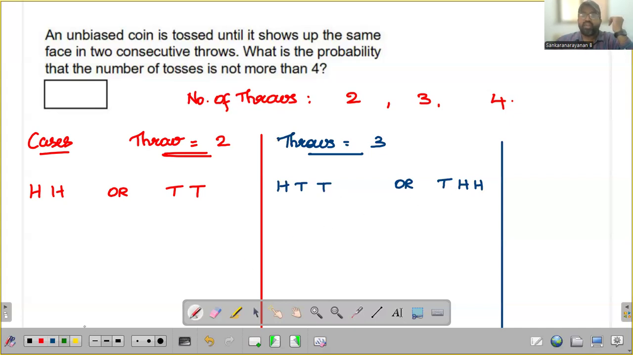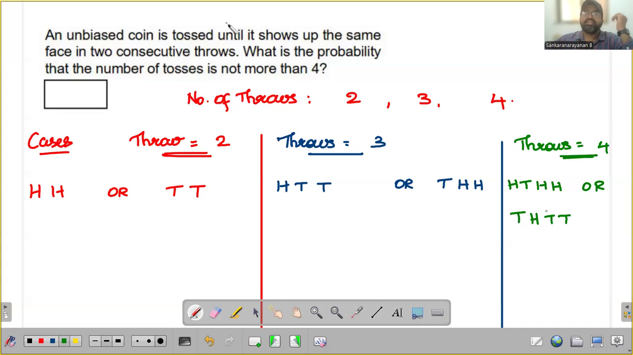And in the same way, the last one, the number of throws is equal to 4. And how does the success come? You see the heads, then you see the tails, then you see the heads, then you see the heads. Or it will be first the tails, then the heads, then the tail, then the tail.